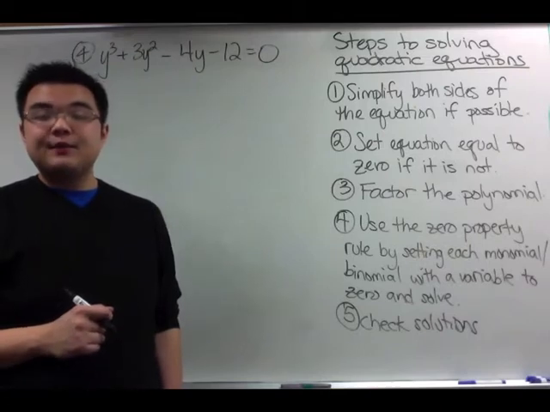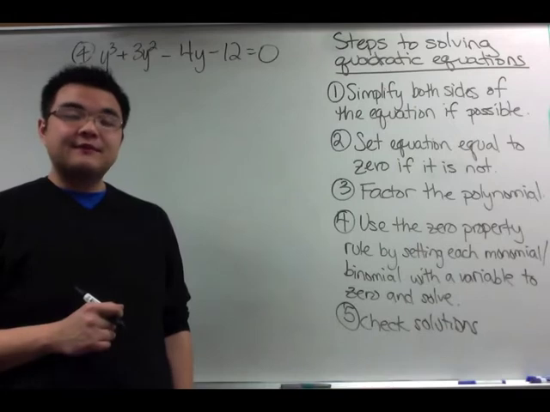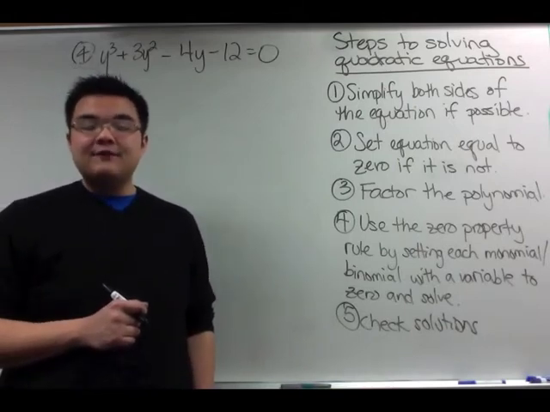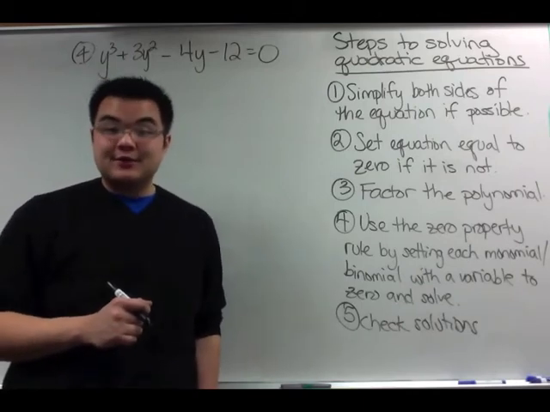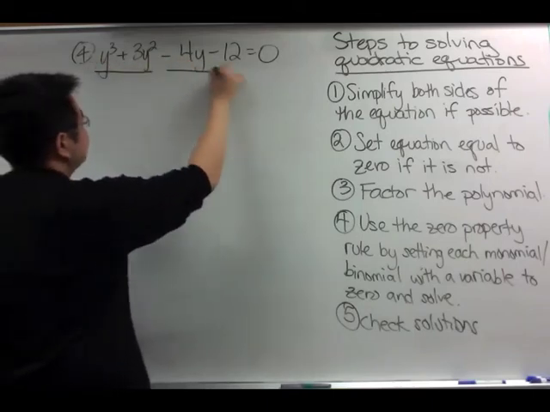For the next example, you will notice that the polynomial has 4 terms in it. We're going to skip the first 2 steps and move on to the third step, factoring the polynomial. If you recall from the previous lesson on factoring, when you have 4 terms, we're going to factor by grouping. So we're going to group the first 2 terms and the last 2 terms.